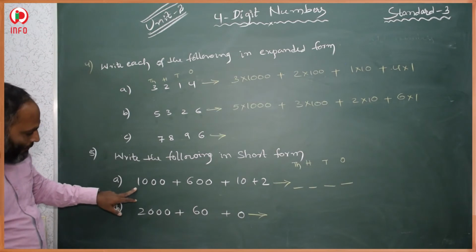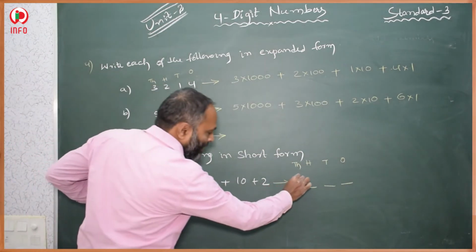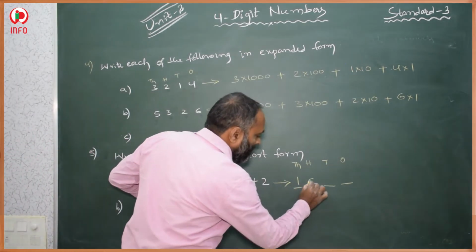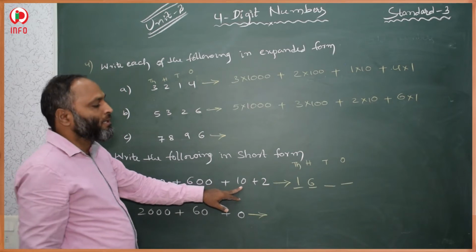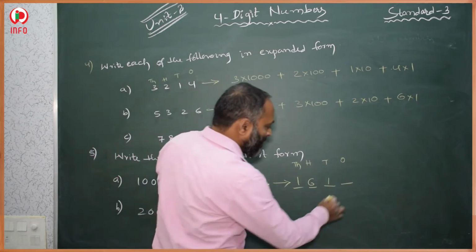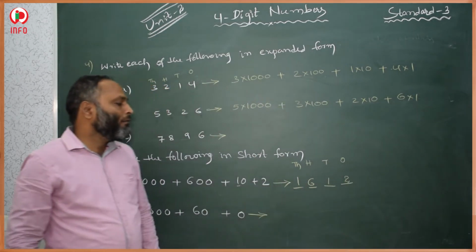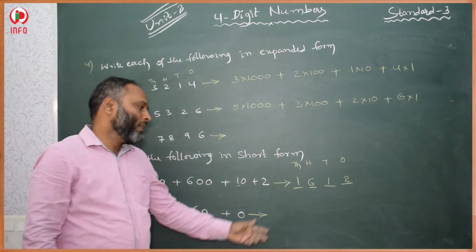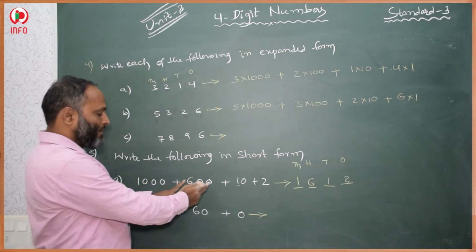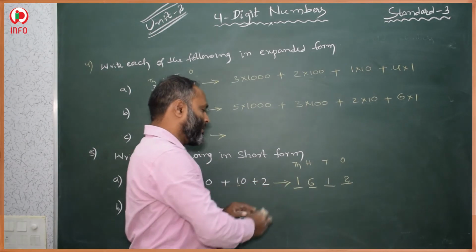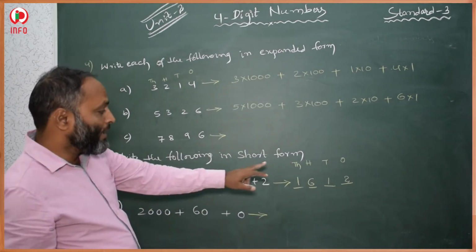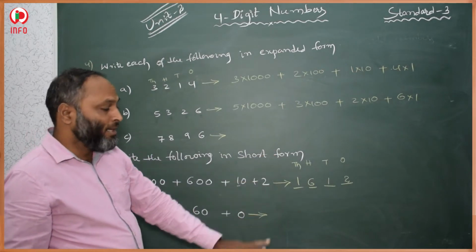1000 means here 1 is in thousands place. This is 600, 6 is in hundreds place. Then 10 means in tens place 1, here 1. Here in ones place 2, here 2. 1612, this is the short form. This is the expanded form given: 1000, 600, 10 and 2. 1 is in thousands place, 6 is in hundreds place, 1 in tens place, and 2.